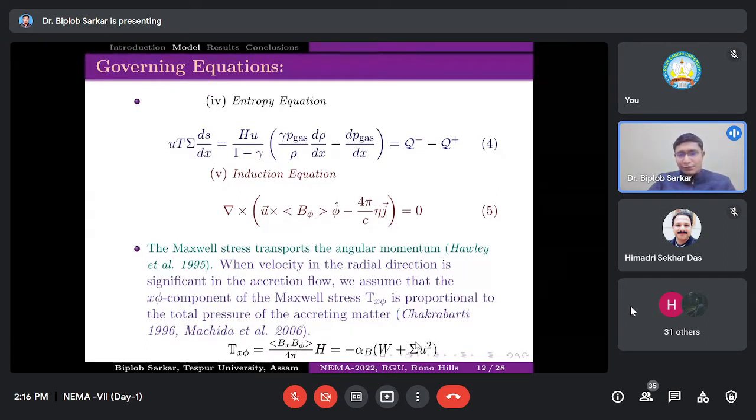So the ram pressure contribution we have to take into account when the velocity in the radial direction is significant in the accretion flow. Okay, so alpha beta here is the constant of proportionality.